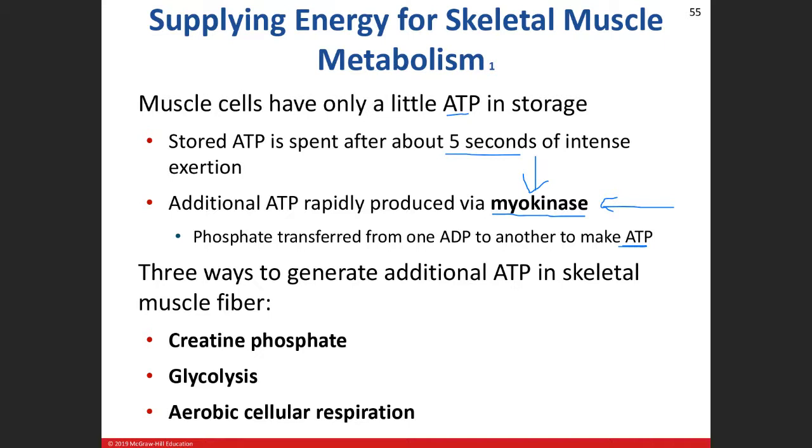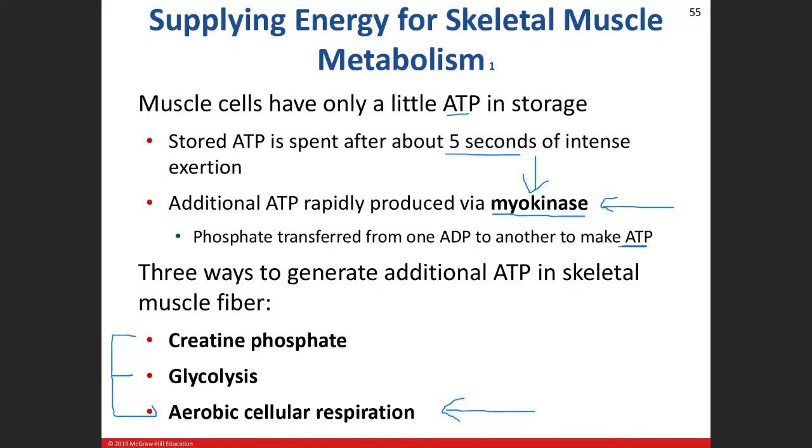So there are 3 ways to generate ATP in skeletal muscle. We talked about this last class, not today. Remember aerobic cellular respiration, mitochondria, right? And you had that myoglobin, that awesome molecule that stores oxygen inside your muscle cells, so you have oxygen on hand, so you can have cellular respiration.